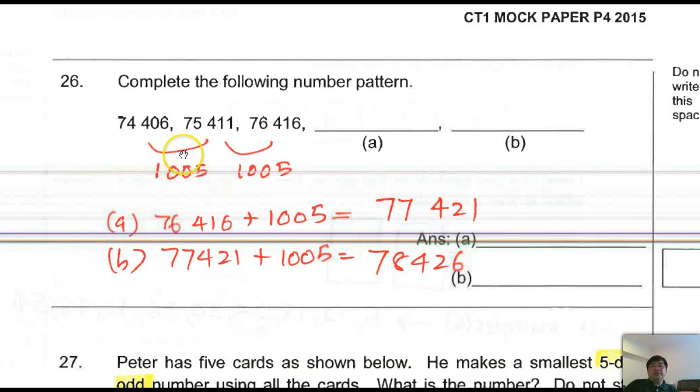Now this one, you make sure this minus this, you get 1005. Double check, make sure the top minus this is also 1005. Now A, how do you get? You get this number plus 1005, you get a new number. Right, this totally new number is here. You plus 1005, you see? Plus 1005, you should get the next number, which is B over here.